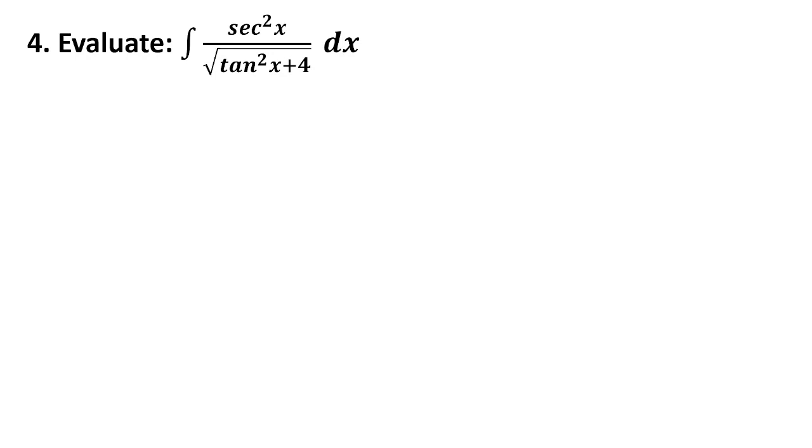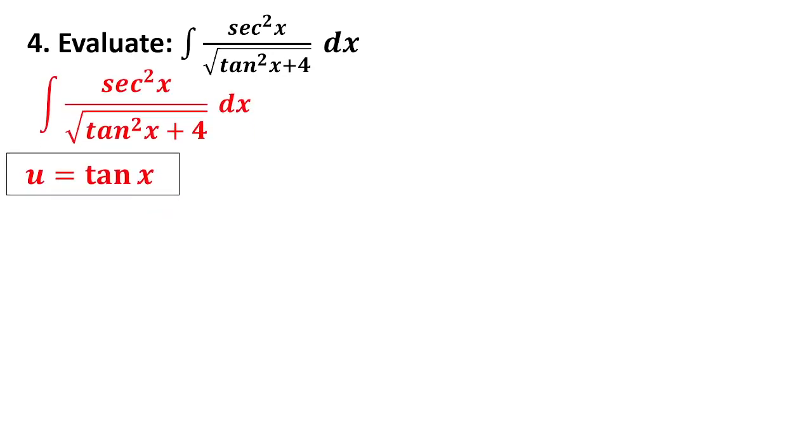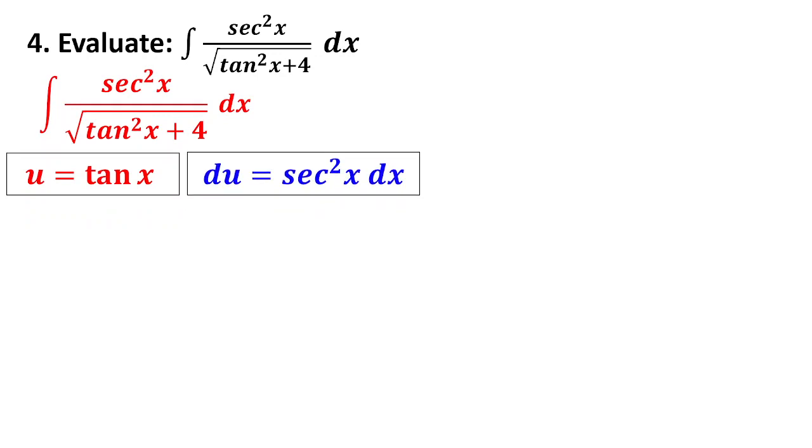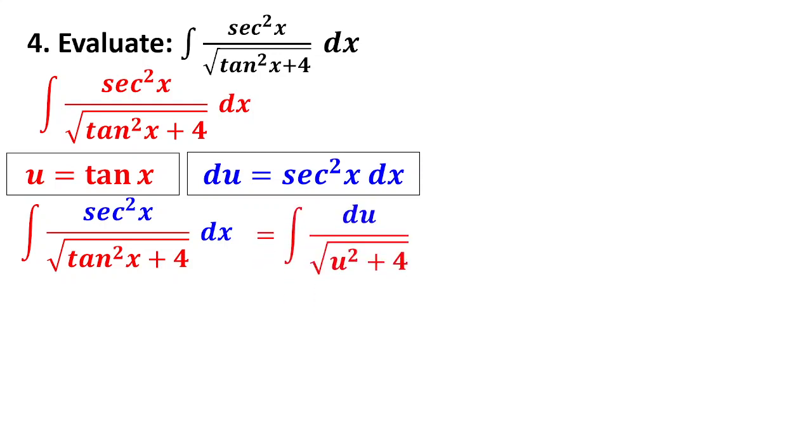Question number 4. Evaluate secant square x by root of tan square x plus 4 into dx. Here by visualizing the integral, the differentiation of tan x is inside. I take u as tan x, du as secant square x dx. When I do the substitution, it is du upon square root of u square plus 4.